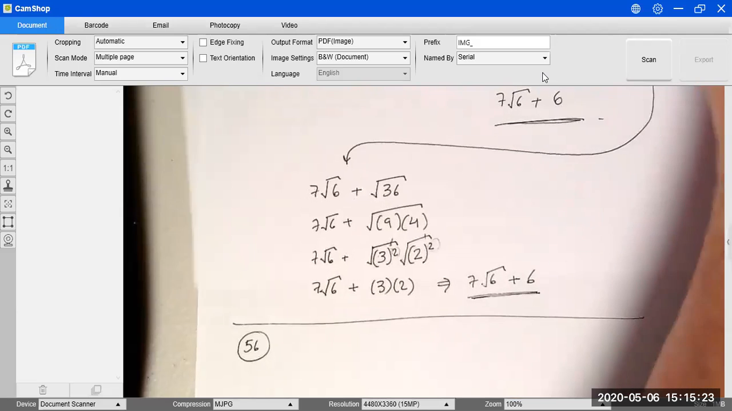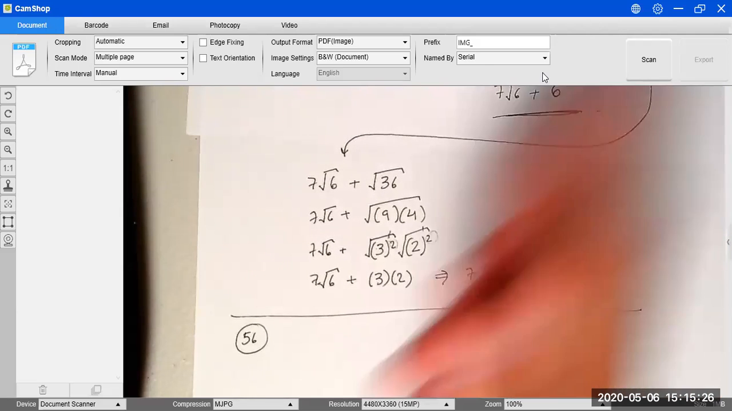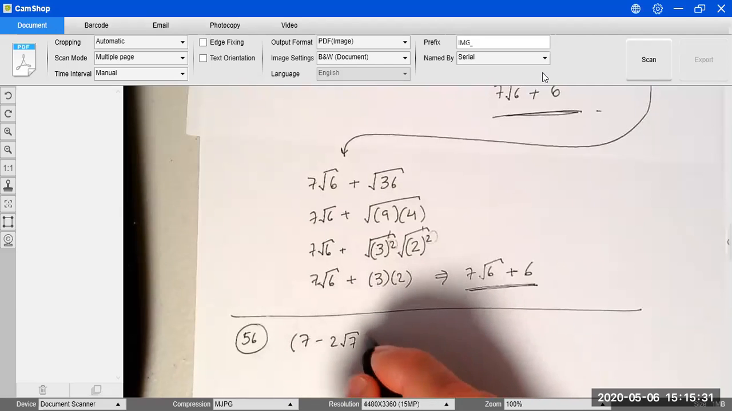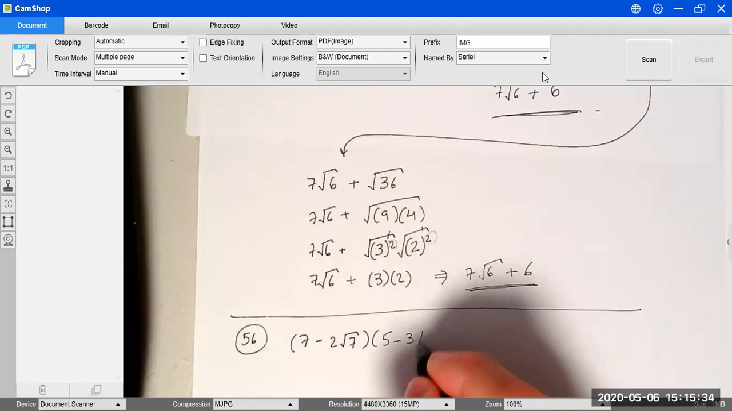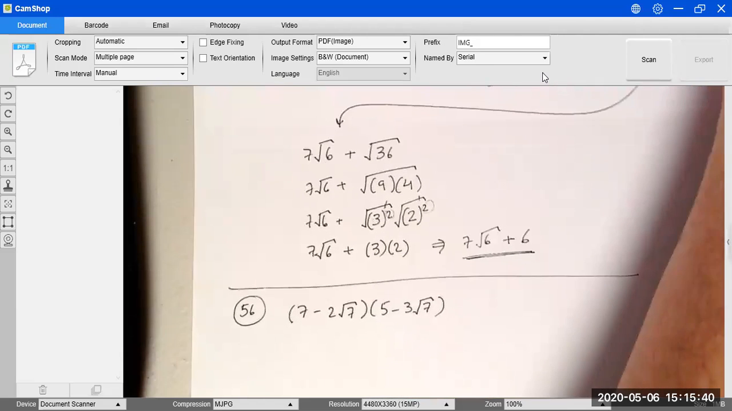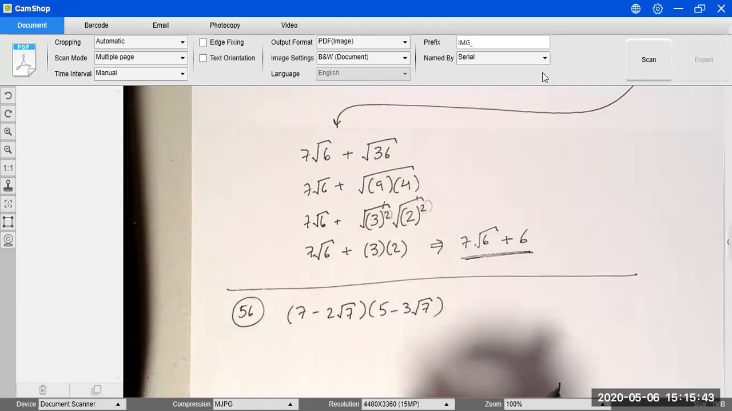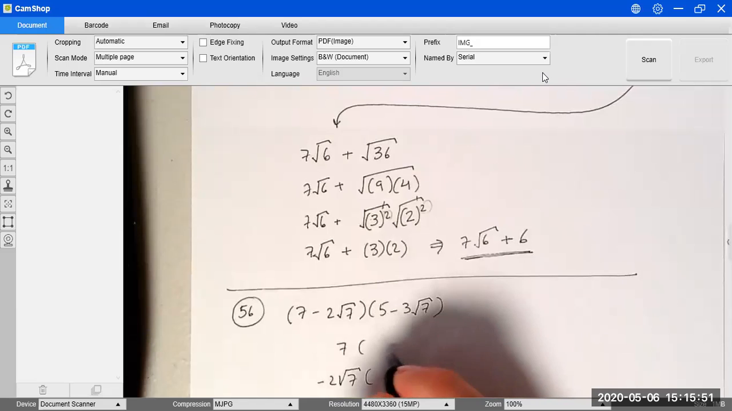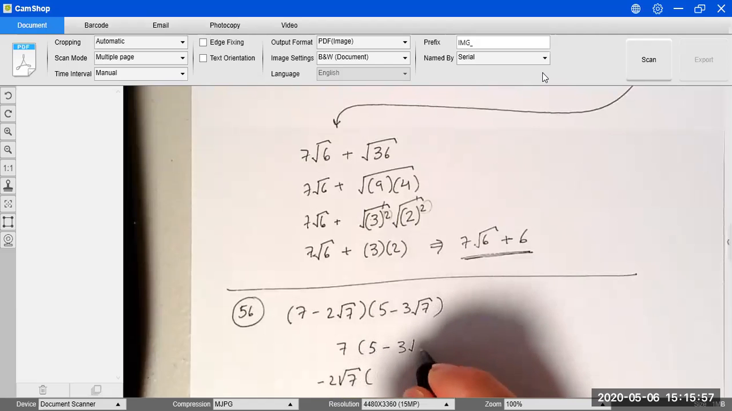56. So 56 is 7 minus 2 times square root of 7 multiplying 5 minus 3 times square root of 7. So these are two term radical expressions. I'm going to write the first one vertically, and I'm going to multiply each of these terms by the second radical expression.